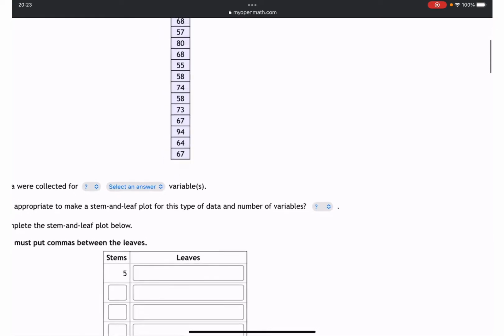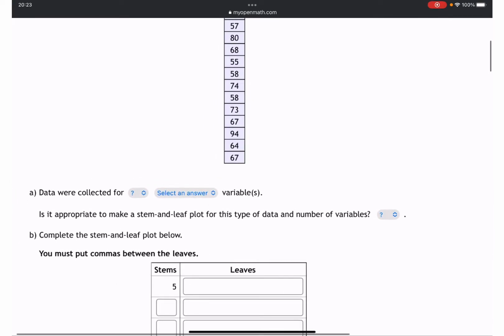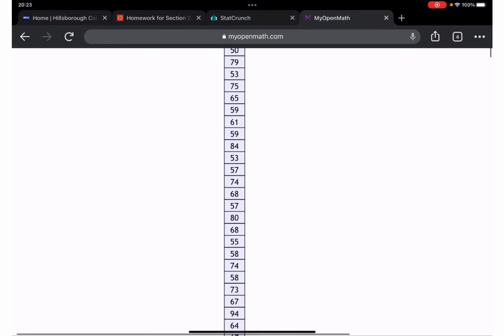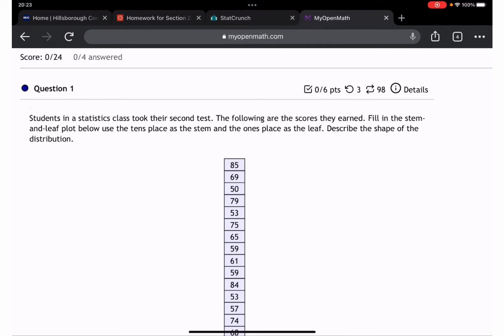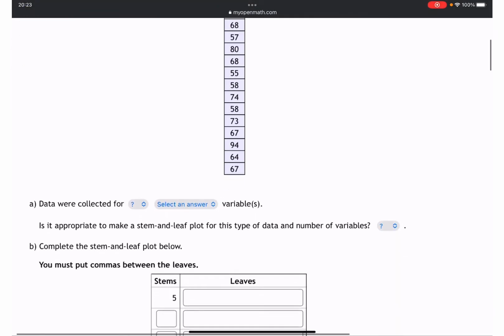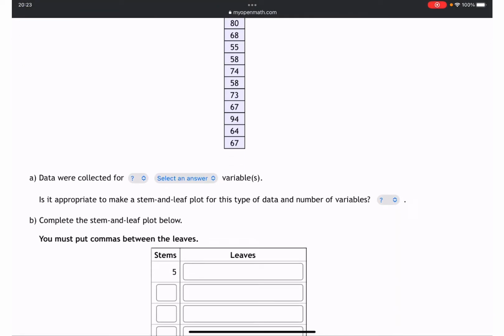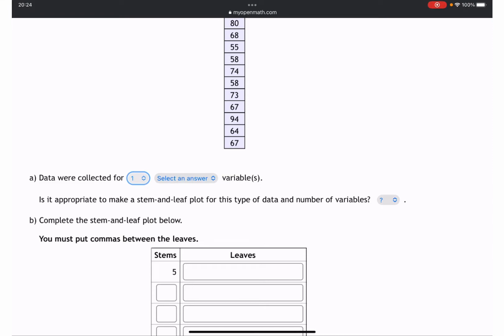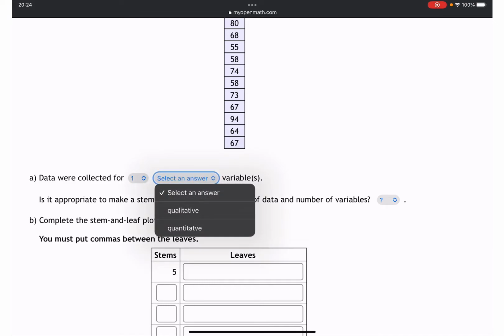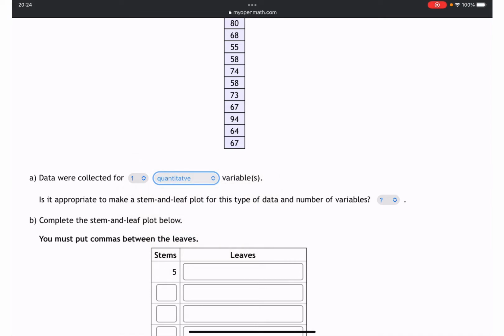Okay, said that, we can go back and start working on our database here. So let's answer this question first. Data were collected for what? For the second test. So meaning only one test. Second doesn't mean two tests, only one test, right? And we have one column, so we collect only one variable here. Okay, and what type of variable is it? It's definitely going to be quantitative, because those are scores in there.